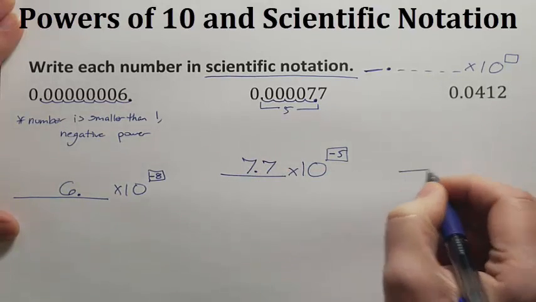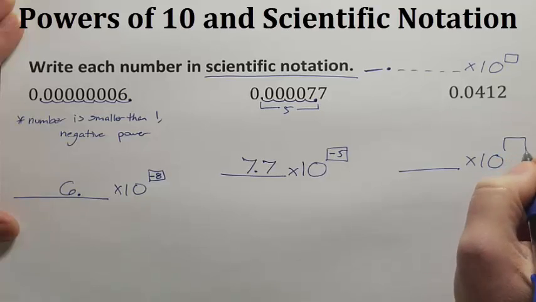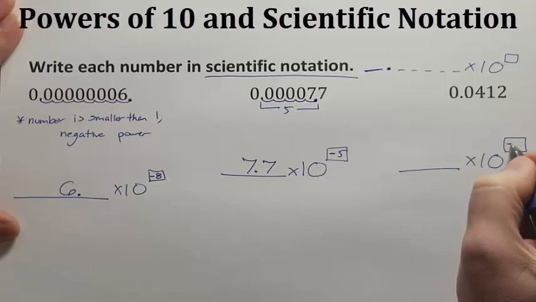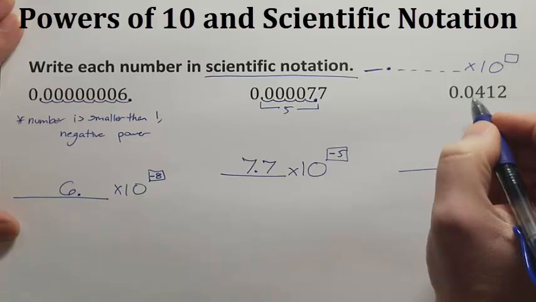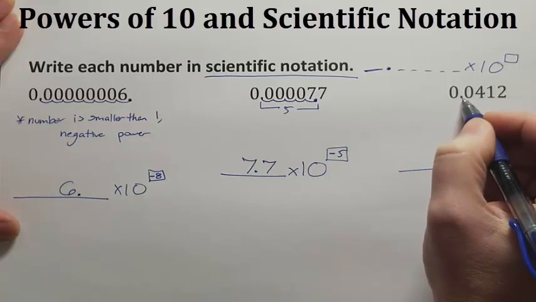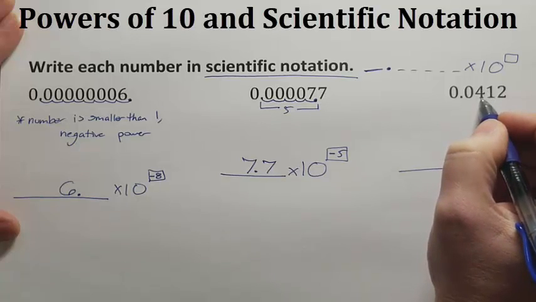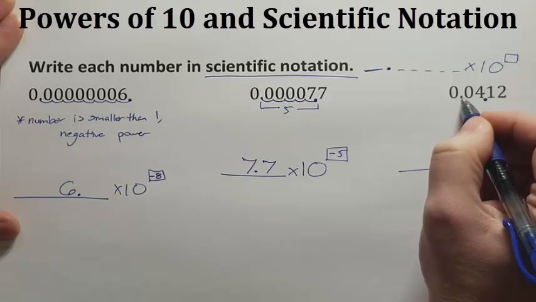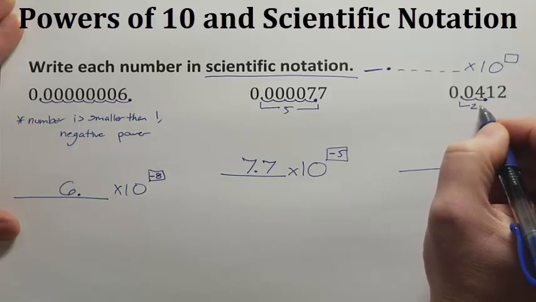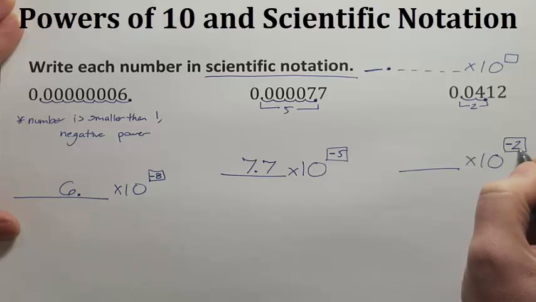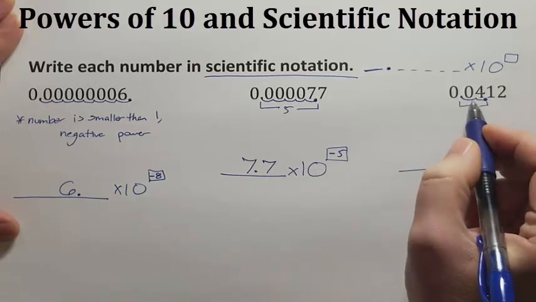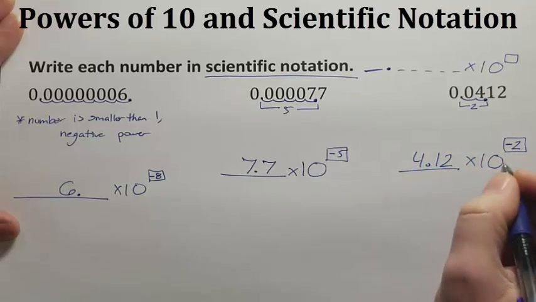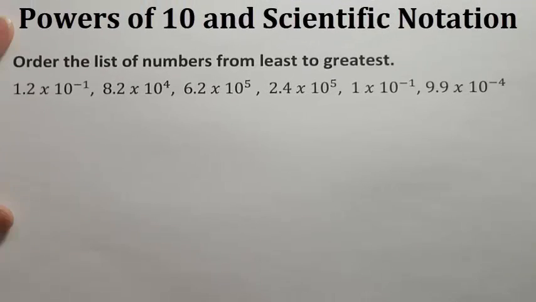Last one, I need something times 10 to a power for scientific notation. He is less than 1. Since he's smaller than 1, my power is going to be negative. My decimal is currently right here. That's not where I want it. I need a digit between 1 and 9, then my decimal point and everything else. So it needs to be moved 1, 2 placeholders. So I need to move 2 over, so my exponent's a negative 2. What's my number? It's 4.12. So 4.12 times 10 to the negative second power.